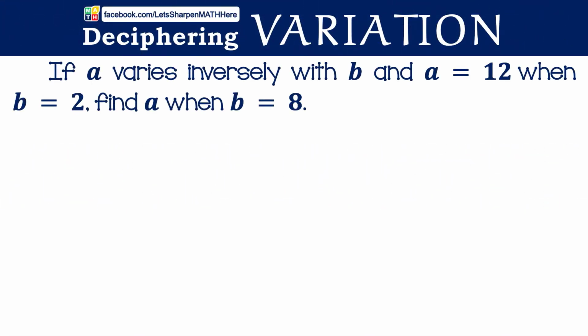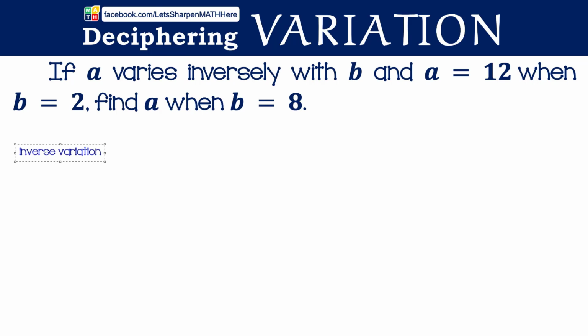If A varies inversely with B and A equals 12 when B is 2, find A when B is 8. Clearly, this is an example of another inverse variation because of the statement "varies inversely." Now, the next task is to properly identify the variables.